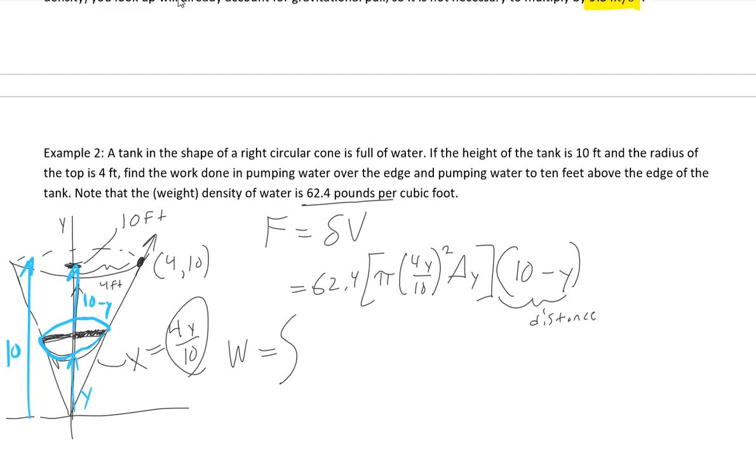If I keep all that in mind, I can find the work by setting up the integral from 0 to 10, because we're going up the y-axis, of 62.4, that's the density, times 4y/10 squared. That delta y is going to be my dy. So I have 10 minus y dy.